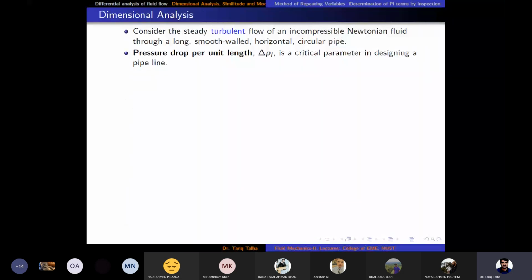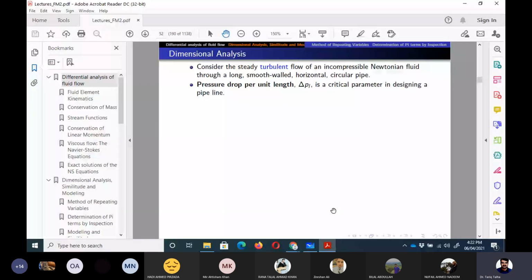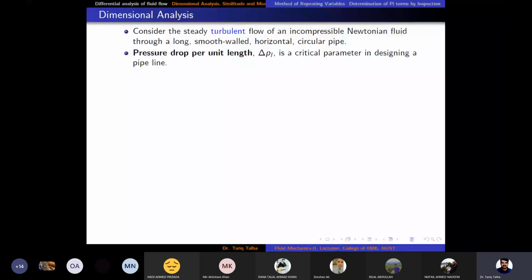As an example, let's consider turbulent flow, not laminar flow, which is streamline flow. For turbulent flow through a circular pipe, there is no exact solution at all, because there are fluctuations, so the partial differential equation cannot be reduced to an ordinary differential equation. Pressure drop per unit length is a critical parameter, because we need to know how much horsepower we need to apply at the beginning, so we can select the pump for that particular flow through the pipe. So that is the critical parameter. Analytic solution is not possible.